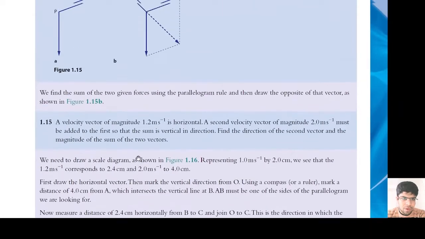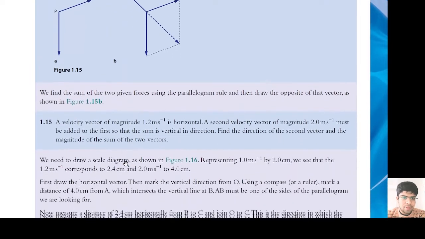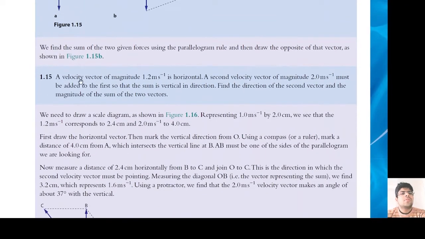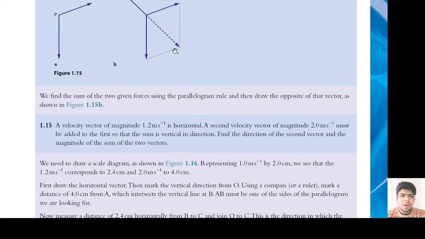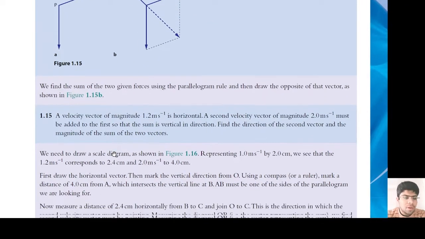Oh, 1.15 is like this. This is 1.15b. We have to do like this. The sum of the two given forces is found by the parallelogram rule, and we draw the opposite vectors. If we draw like this, and this vector is opposite to this, we can make a parallelogram out of it. So this is the parallelogram rule.